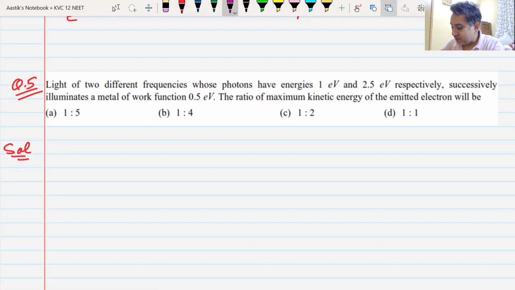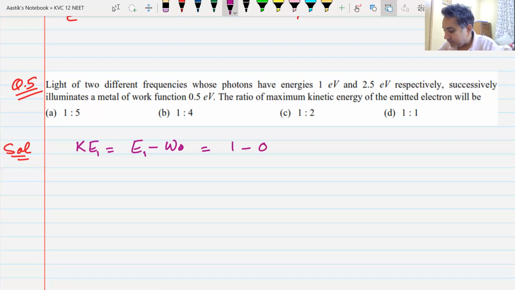You must remember this formula. Kinetic energy KE will be equal to energy of the photon minus the work function W naught. So if I call it E1, KE1 will be E1 minus W naught, so E1 is 1.5 minus 0.5. The kinetic energy of the second one will be equal to E2 minus work function, E2 is 2.5 minus 0.5.